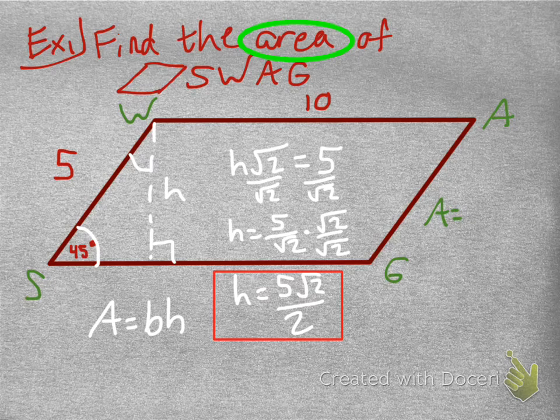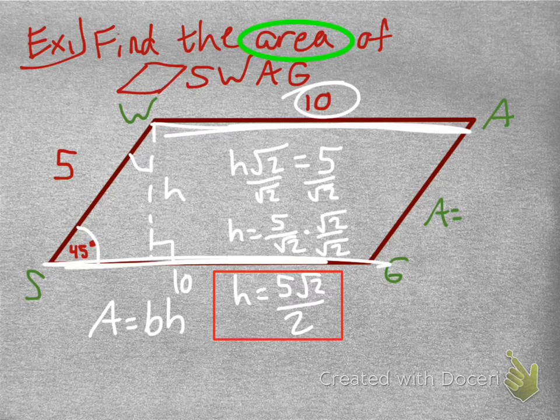So where is my base in this case? I can either view it as this number here, or this side length down here is also 10. So either way, one of these, either WA or SG, is going to be my base. So my base is 10. Alright, I'll do it in green. My base is 10. And what's my height? It's 5 rad 2 all over 2, because that's what we solved for.